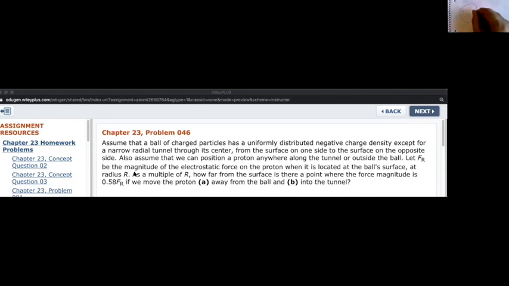Now we have a proton here, and we want to know what is the electrostatic force between the proton and the ball, right? Now, how much charge does the ball have on the surface? Somebody said to do problem 35. We're going to start with 46, and if we don't get to 35, I'll make a video about it later. There's going to be another video also. All right, how much charge does it have?